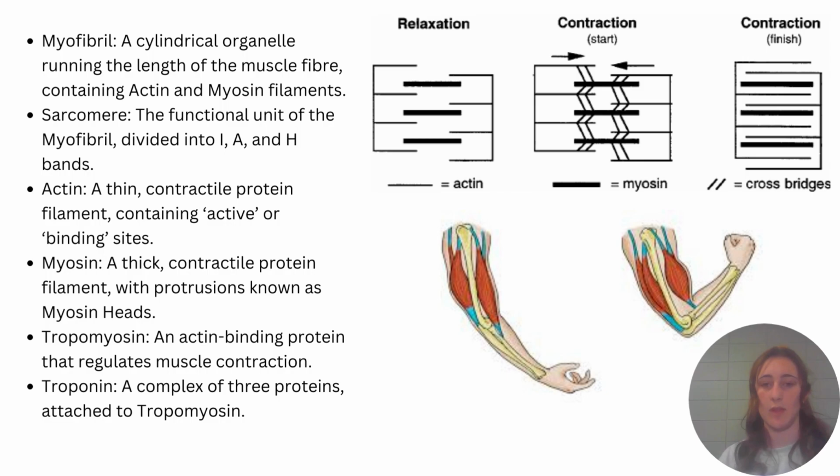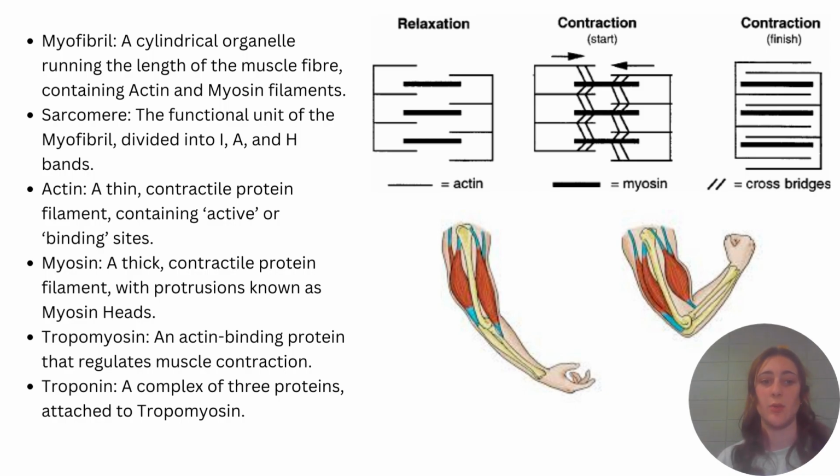In the sliding filament theory, there are a couple important points of anatomy we should retouch. First is a myofibril, which is the cylindrical organelle that runs the length of a muscle fiber and contains actin and myosin filaments. We also have a sarcomere, which is the functional unit of the myofibril, which is divided into I, A, and H bands. We also see actin, which is the thin contractile protein filament with the active binding sites, and myosin, which is the thick contractile protein filament with protrusions known as myosin heads.